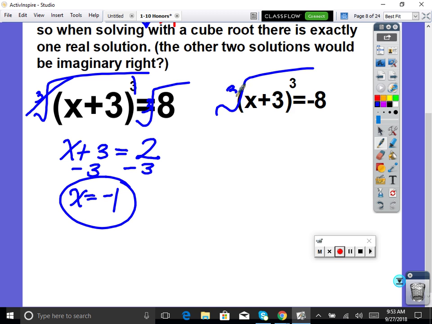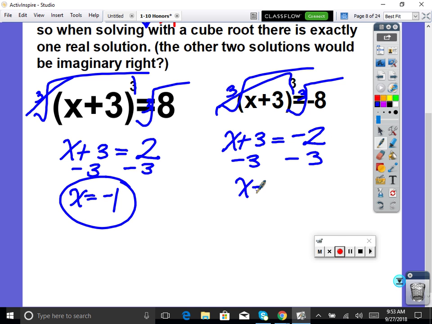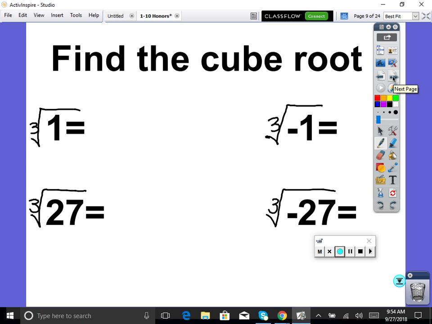So cube root, so then the root cancels out with the power. X plus 3 equals -2. Subtract 3, so x equals -5. Are we all good with that? Okay, odd cubics that are shifted from the parent function will only have one real solution. Okay, just making sure we're good with this.